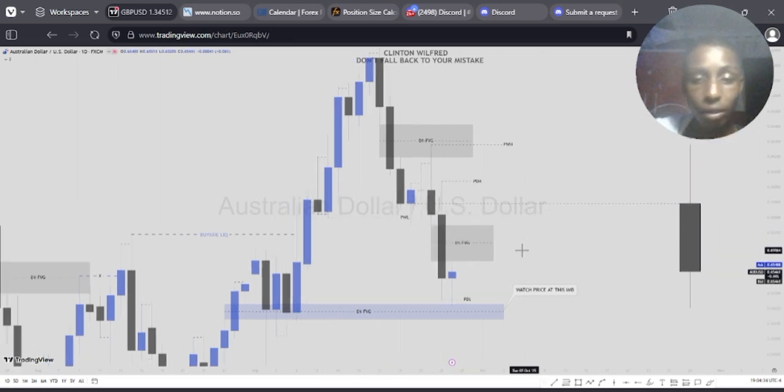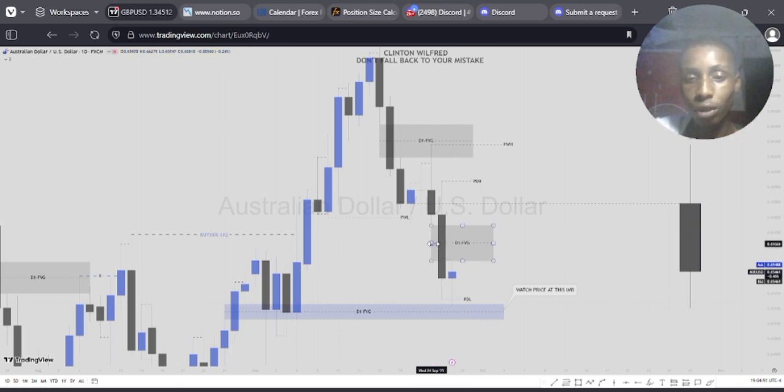So I'm looking actually, and this is my very high probability setup. If this should play out, I'll be very happy with ADS. So you see price just trade off from this daily FVG at this point. So we have an opposite side of liquidity.